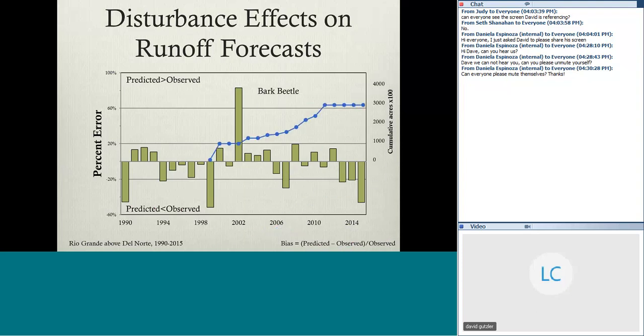So here we've overlaid the bark beetle cumulative impacts on top of the errors in the water supply outlooks. And as you can see, the timing of the bark beetle impacts, we're not really seeing a big influence on the water supply outlook errors.